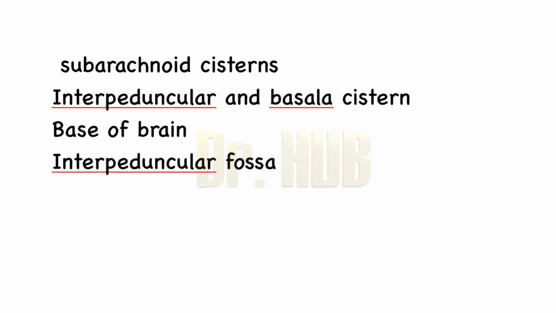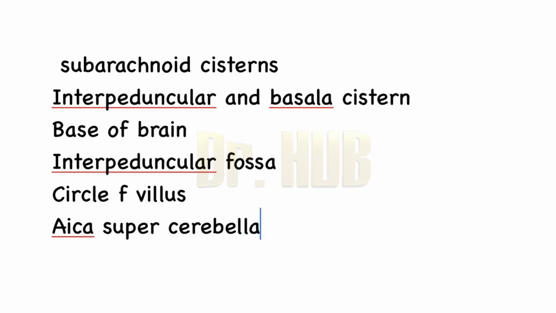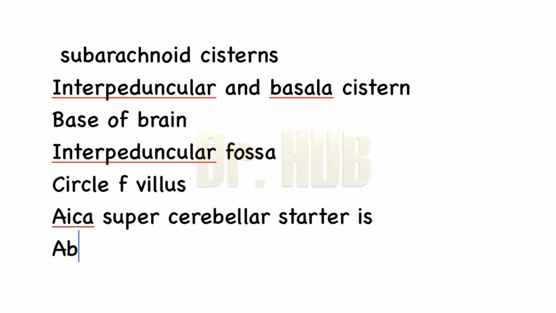What is the content of this interpeduncular cistern? The content includes the circle of Willis, that is the origins of the anterior inferior cerebellar and the superior cerebellar arteries. Next is also the abducens nerves.